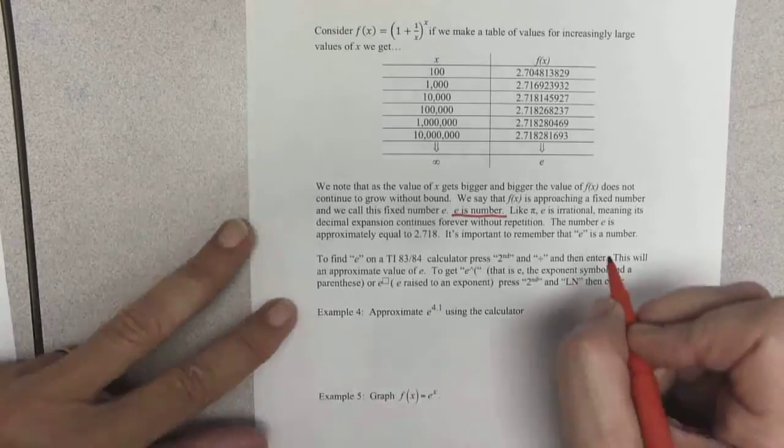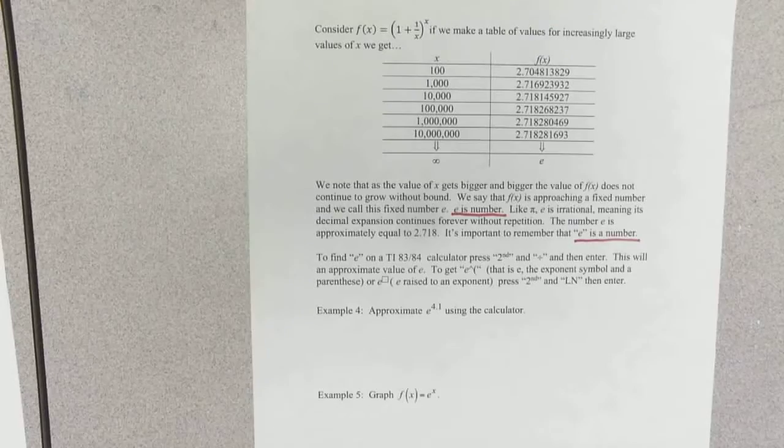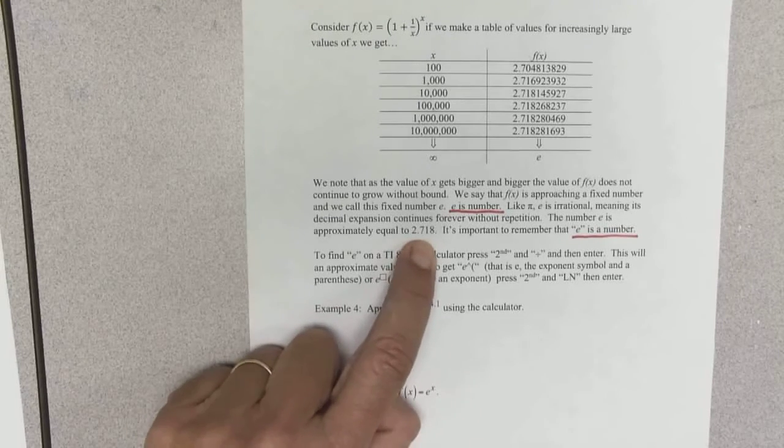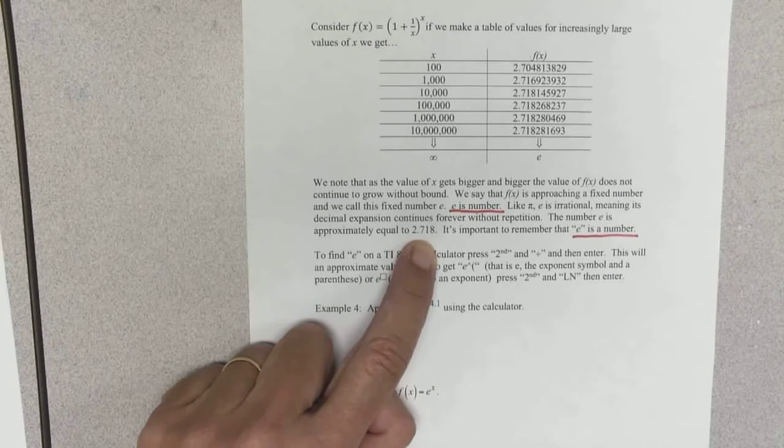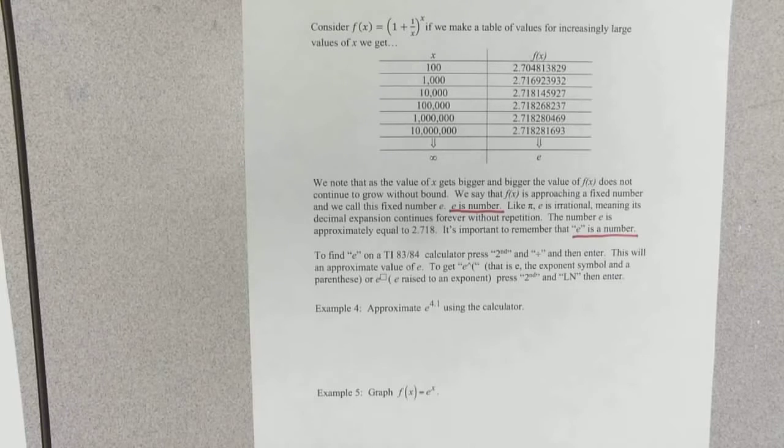It is important to remember that E is a number. Just like pi, if someone asks you what pi is, you're probably going to spit out 3.14. That's not really pi, that's an approximation of pi. And the same thing here, E is approximately equal to 2.718, but the number really goes on and on forever.